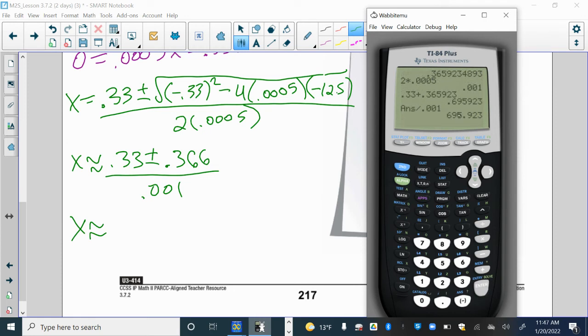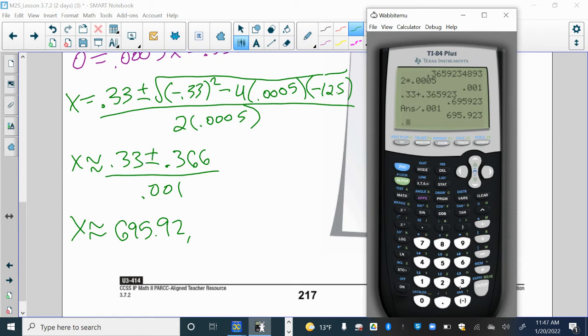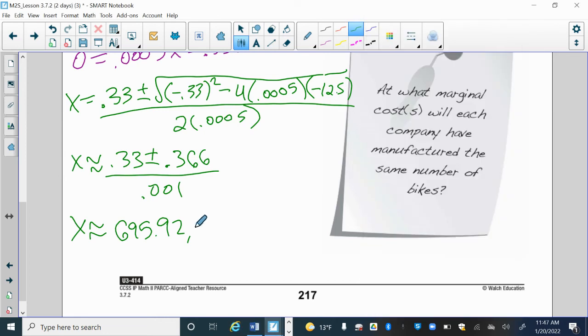So we had 695.92. So the other case, the minus, 0.33 minus 0.365923, and then divide that by 0.001. Get negative 35.92.